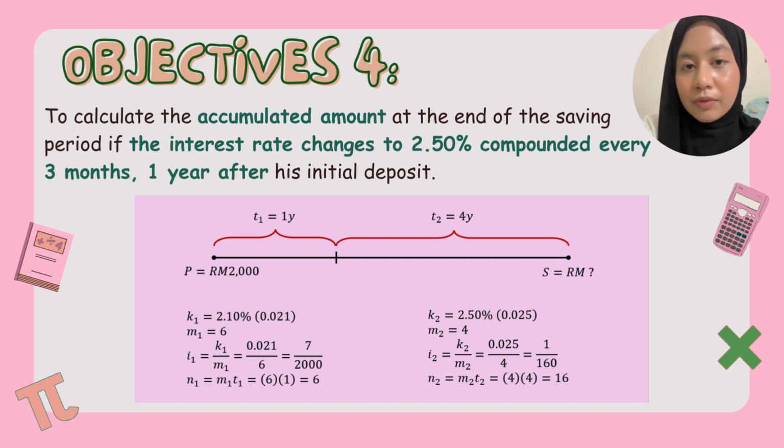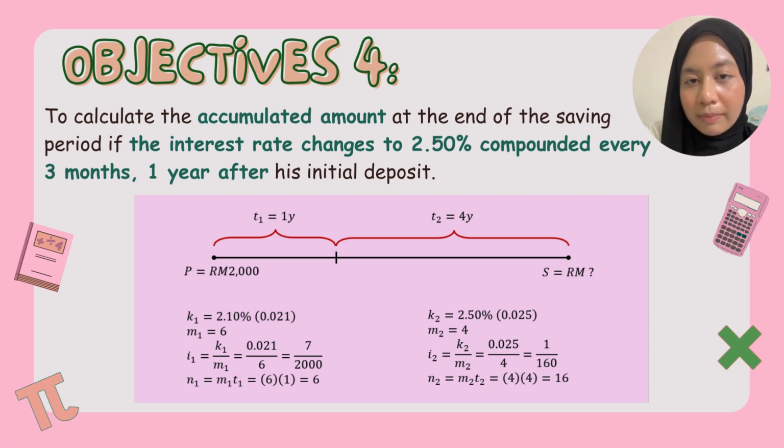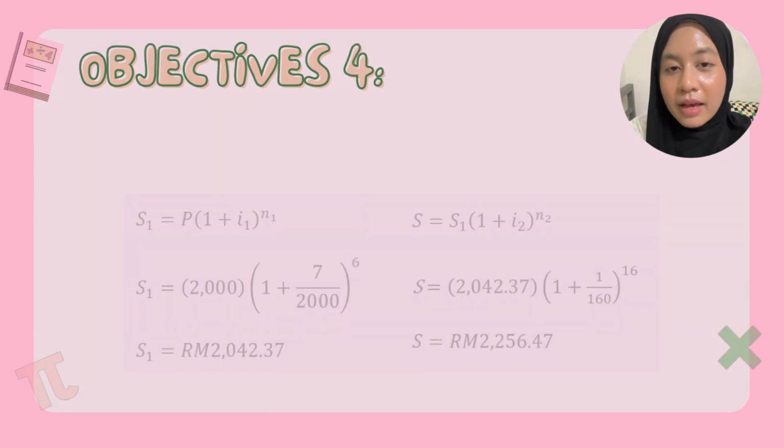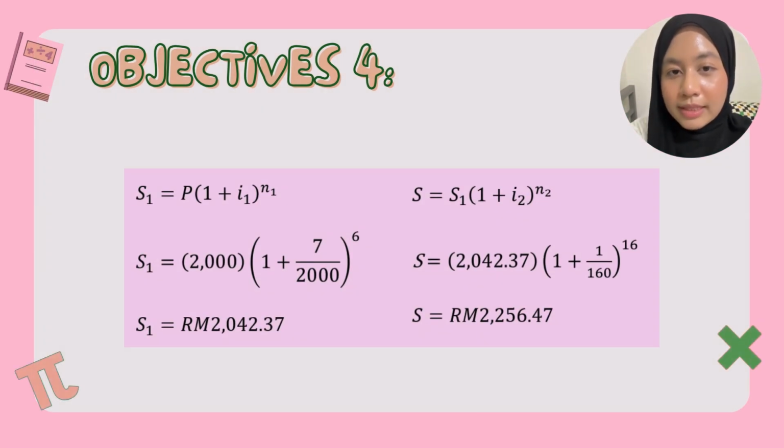The second time period is 4 years, which is T2. K2 equals 2.5% divided by 100, so K2 equals 0.025. M2 equals 4 and i2 equals K2 divided by M2, which is 0.025 divided by 4, and the answer is 1 divided by 160. N2 equals M2 multiplied by T2, equals 4 multiplied by 4, and the answer is 16. S1 equals P multiplied by (1 plus i1) to the power of N1. S1 equals 2000 multiplied by (1 plus 7 divided by 2000) to the power of 6. The answer for S1 is 2042 ringgit 37 cents.